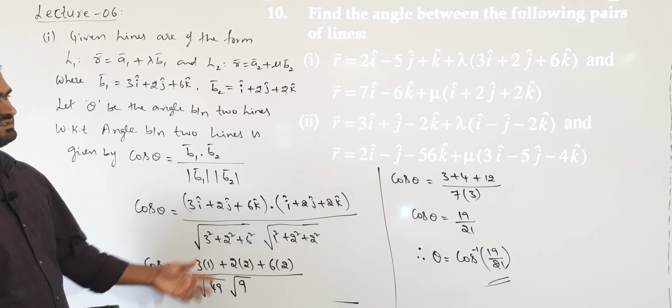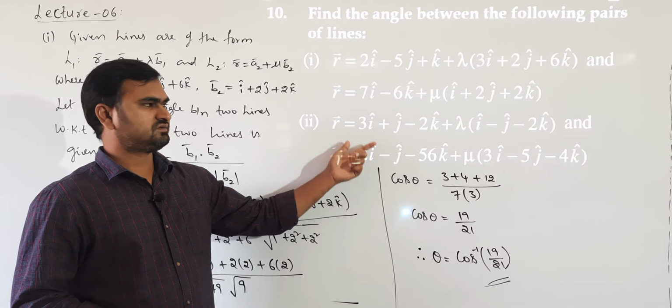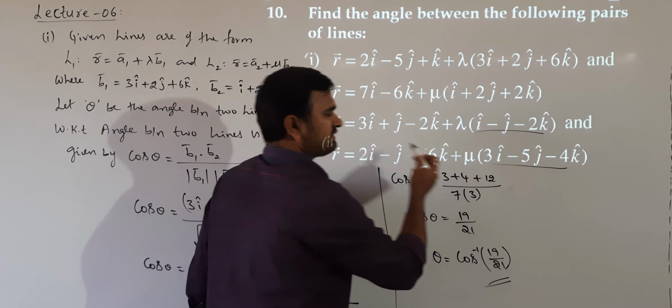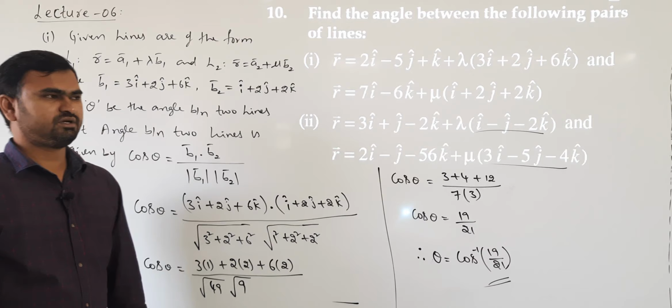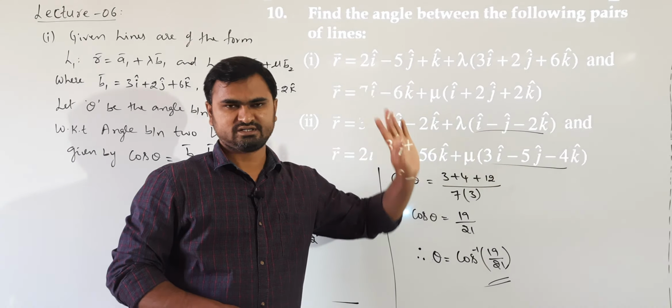So similarly you can solve the second part. Vector forms are given. Whatever this vector form is, we are interested only in b1 bar and b2 bar, because the angle between the two lines will be the same as the angle between these parallel vectors. Understand?